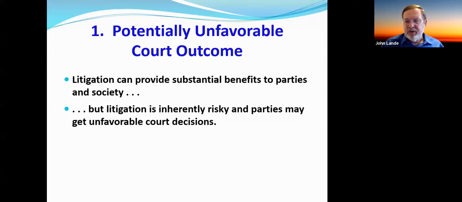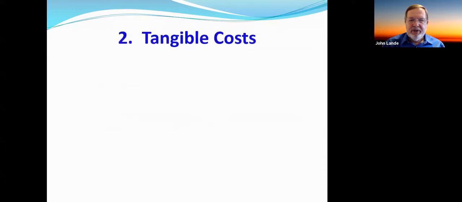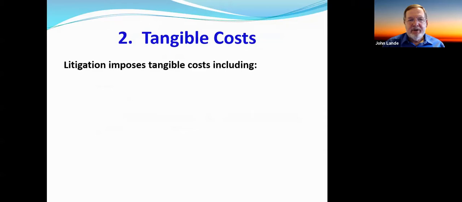And I think one reason why in the United States the trial rate is so low is that people are aware of the risk and they're afraid of taking the risks. And it's important to understand for parties to develop realistic expectations about the court outcomes because these are major factors in negotiation and mediation. So the second element are the tangible costs.